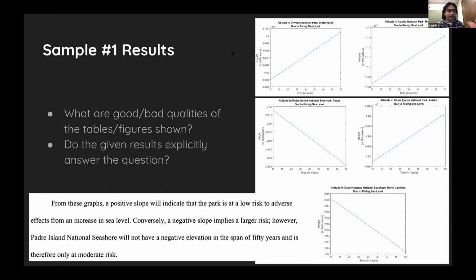Okay, so I'd like to ask you all, what are some good or bad qualities of these tables and figures, and do they explicitly answer the question? I'll give you all a minute and a half or so.